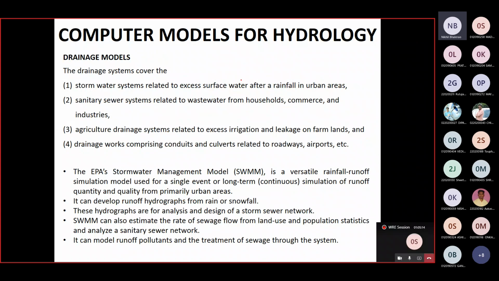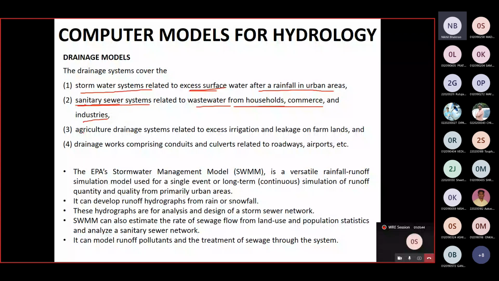The next one we have is the drainage model. The drainage system covers the stormwater system related to the excess surface water after rainfall in urban areas. Along with that, it includes the sanitary sewer systems, which are related to the wastewater from households, commerce, and industries.